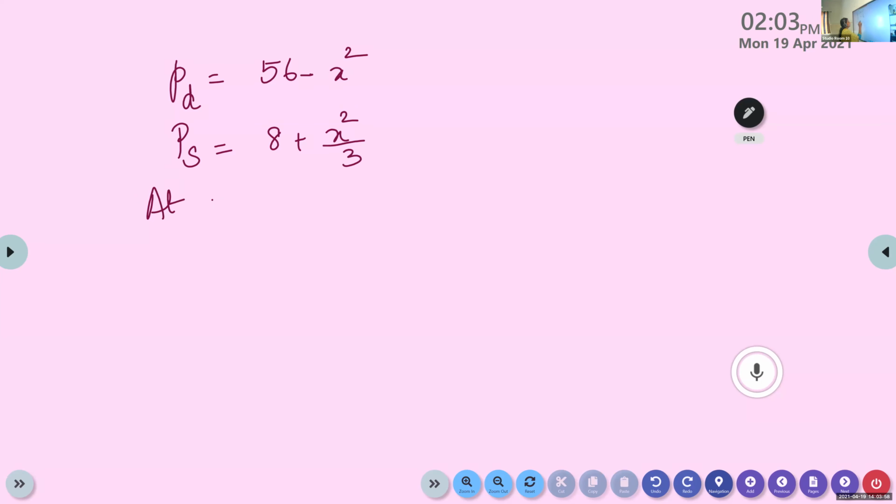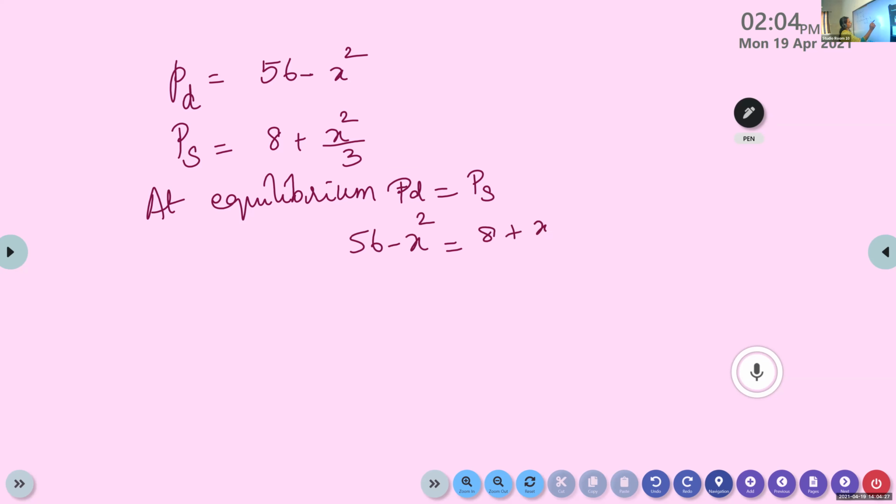At equilibrium, what we know, demand should meet the supply. PD will be same as PS. Instead of giving the point, both the functions are given, demand function and supply function, and it is at equilibrium. So 56 minus x square will be equal to 8 plus x square by 3. Is it correct? Is it okay, Aparna?